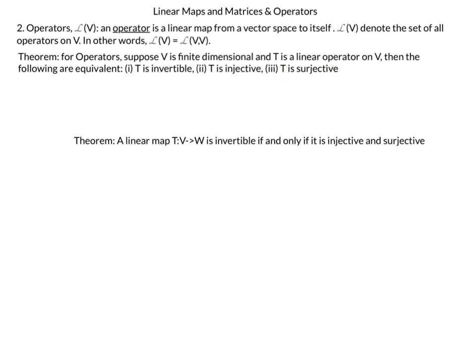So now, if you want to show T is invertible, you only have to show one or the other, injectivity or surjectivity, because T is injective automatically gives you T is surjective, which means you automatically get invertible. Or, again, if you want to show it's invertible, if you can show it's surjective, you automatically get injective, which means you automatically get invertible.